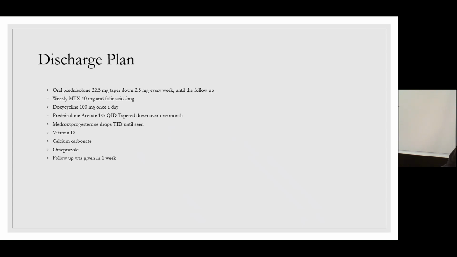And also doxycycline, once a day for 1 month. And Bradford QID taper down over 1 month. And the medroxyprogesterone drops TID for 1 month. And we also kept vitamin D and calcium carbonate. And we also gave the patient omeprazole for her stomach ulcer, which could be worsened by steroid. And follow-up was given 1 week later.